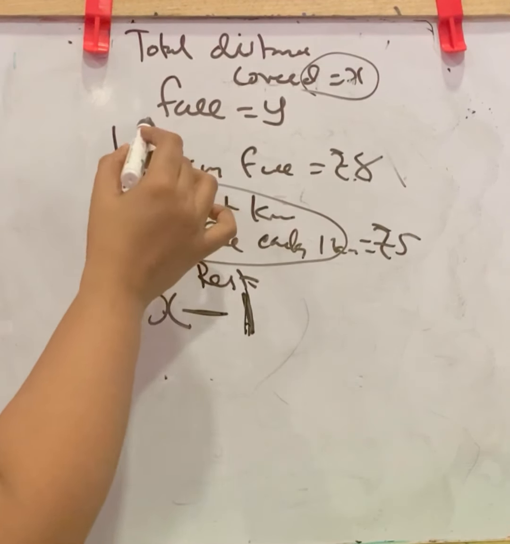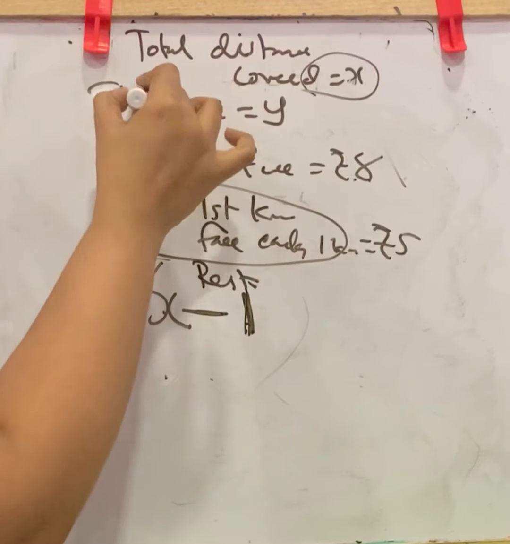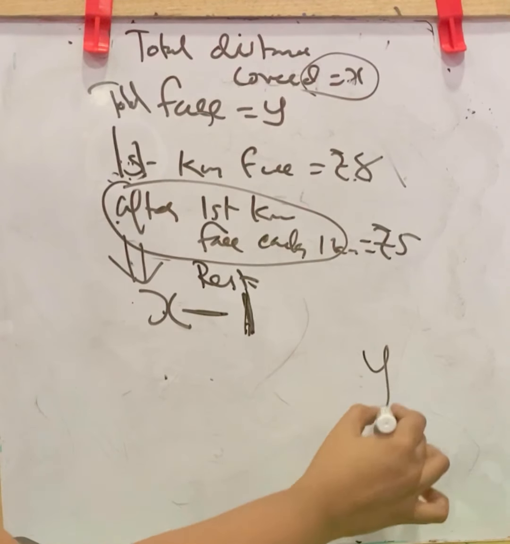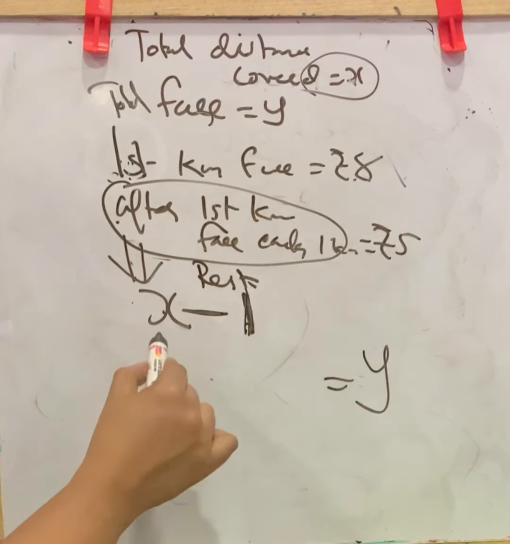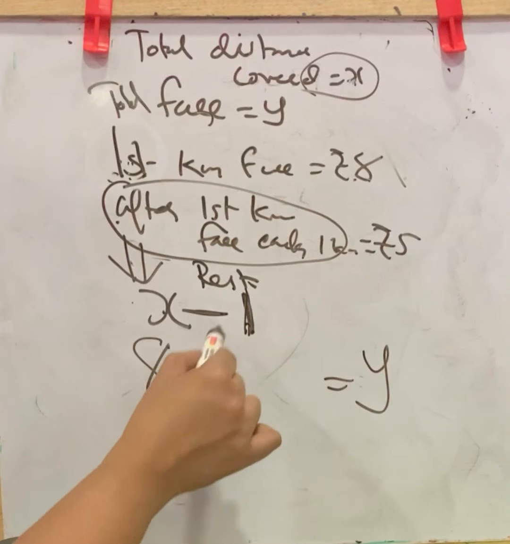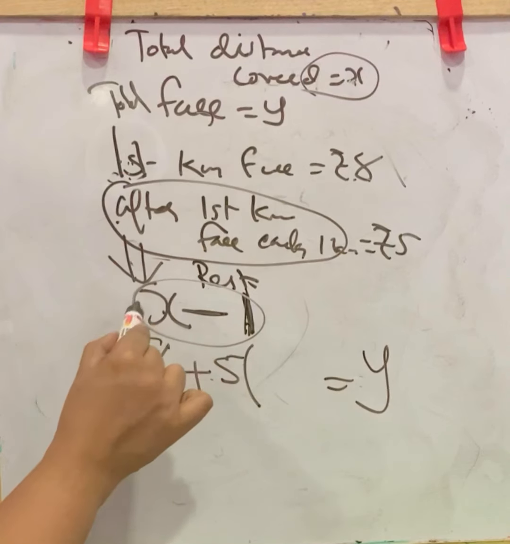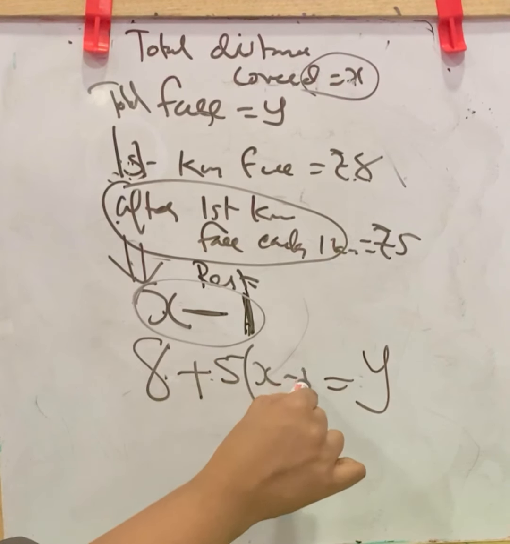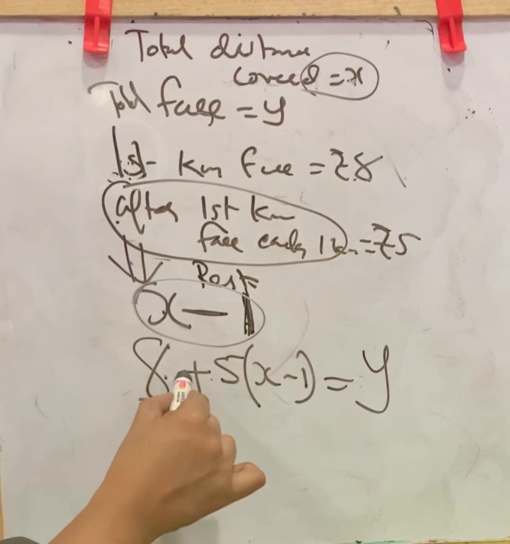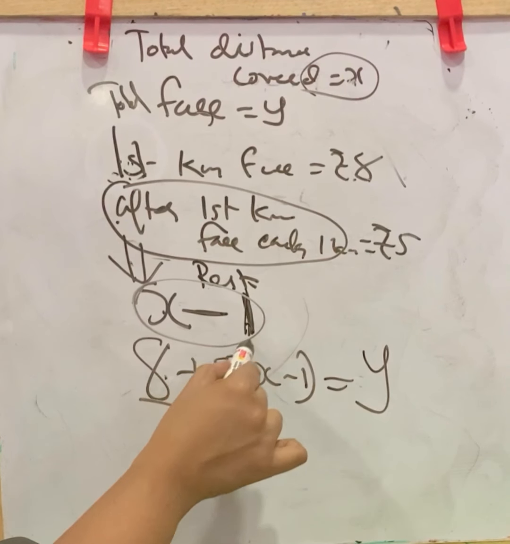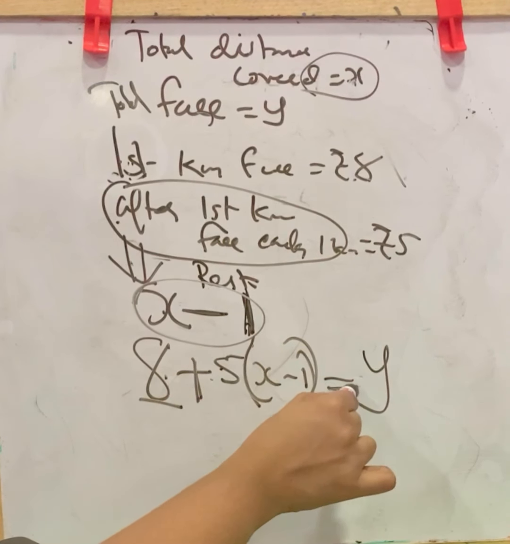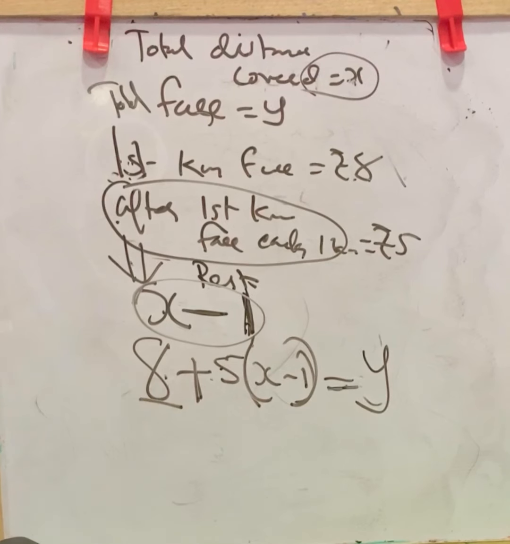And we have total fare is y. Total fare means for the first kilometer rupees 8 plus 5 rupees for the rest of the kilometer. The rest of the kilometer is x minus 1. So this is the equation: 8 plus 5 into x minus 1 equal to y.